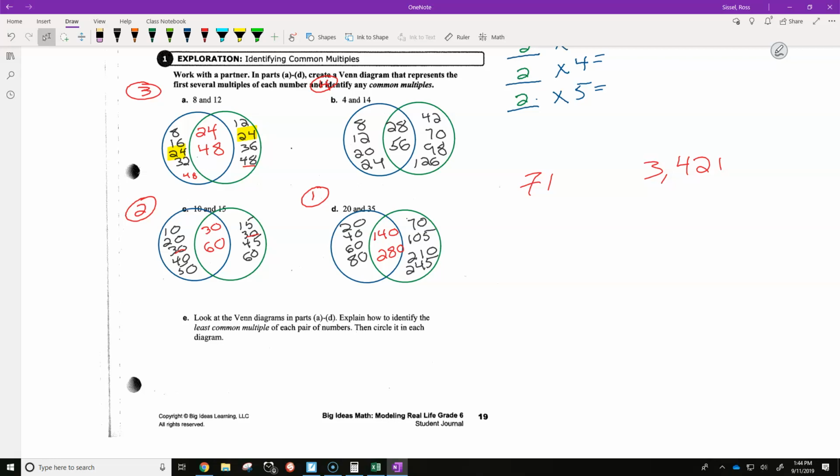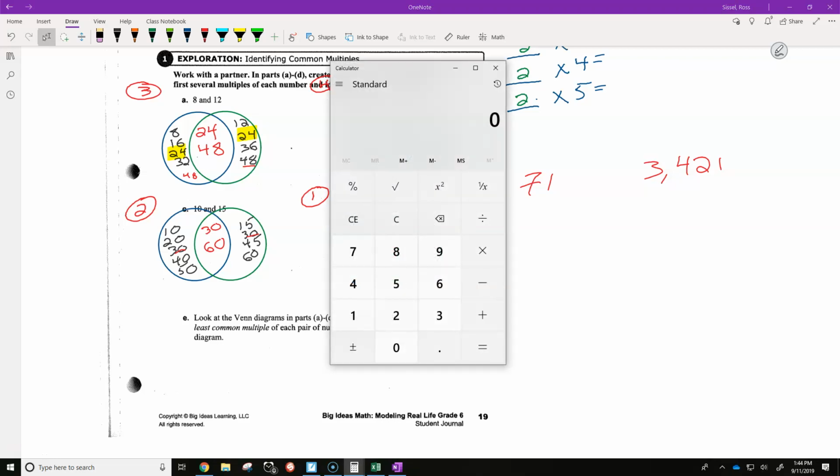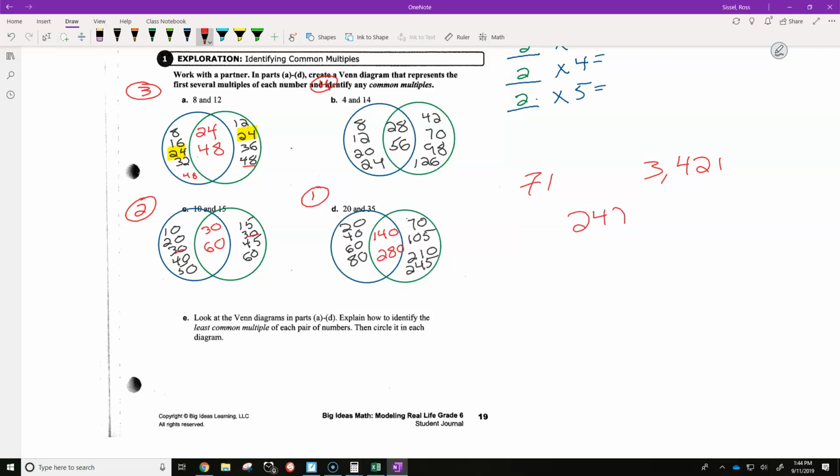Everett? Sure. If you multiply 71 times 3,421, would it be the least common one? There you go. Now you're getting a good question. So 242,891. Alright, so when I multiply these two numbers, I would find my common multiple. 242,891 is a common multiple.